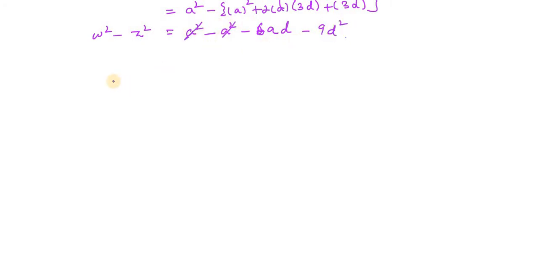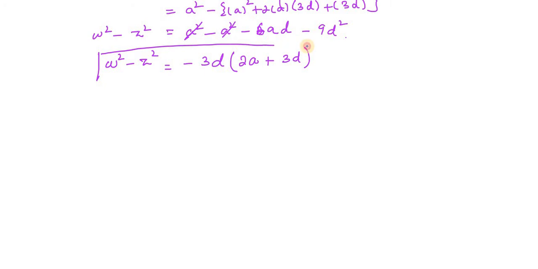A square minus A square will be cancelled. So W square minus Z square is equal to minus, we take 3D as a common, minus 3D times (2A plus 3D). This is the value of W square minus Z square.